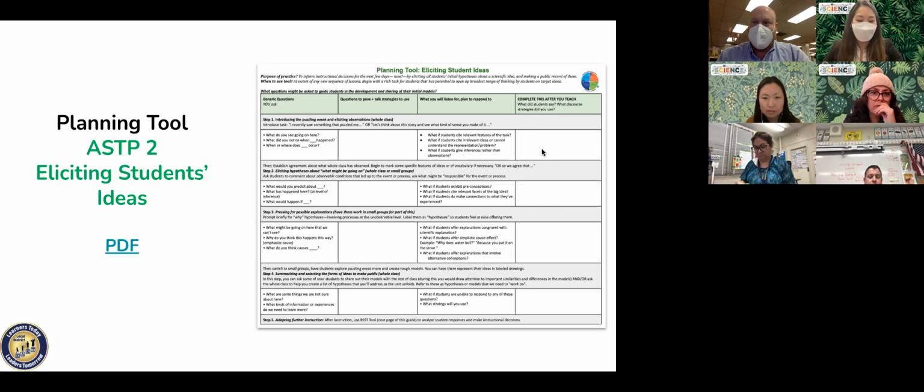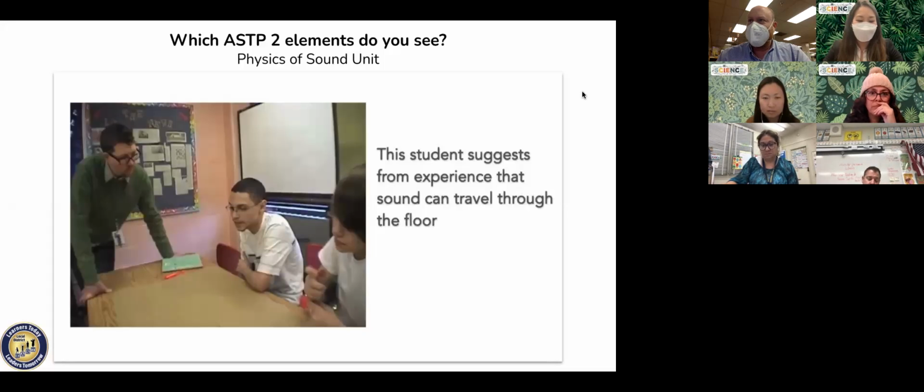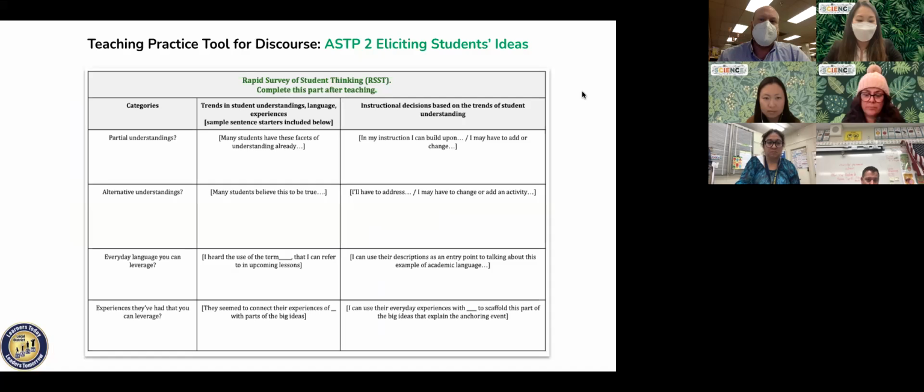If we had time, we would give you an opportunity to put this little piece to practice by looking at a video, but we don't have time today, so we're going to move on to the next part. Page 2 of that same document is how do we start to think about students' partial understandings, alternative understandings? How can we think about leveraging everyday language that students are using and experiences that they've had? So this planning tool is really helpful to think through how you might do that.